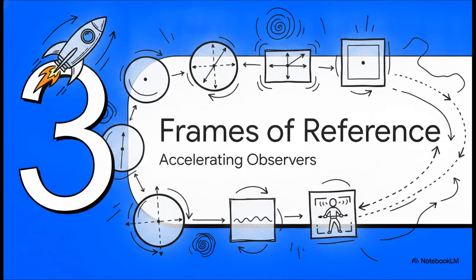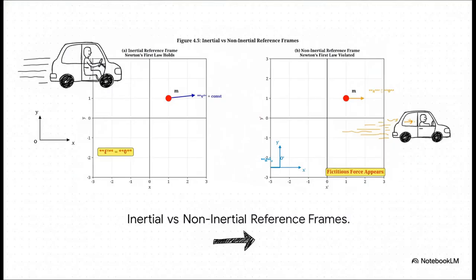Section 3. Frames of reference. So, what happens to these precise, beautiful laws when the observer's environment is accelerating? You know that feeling when you're in a car that suddenly hits the gas and you feel pushed back into your seat? You're actually experiencing what we call a fictitious force.